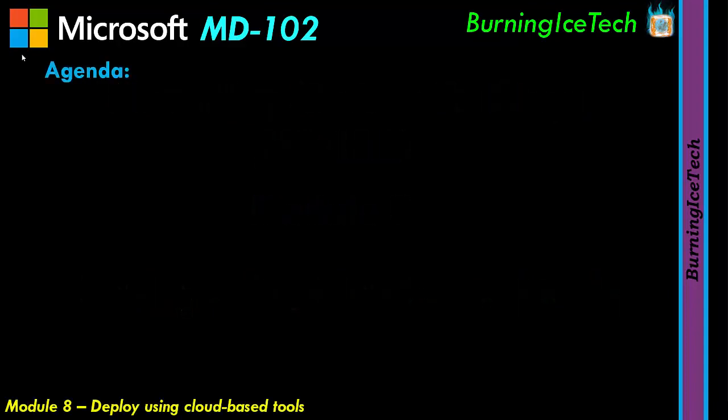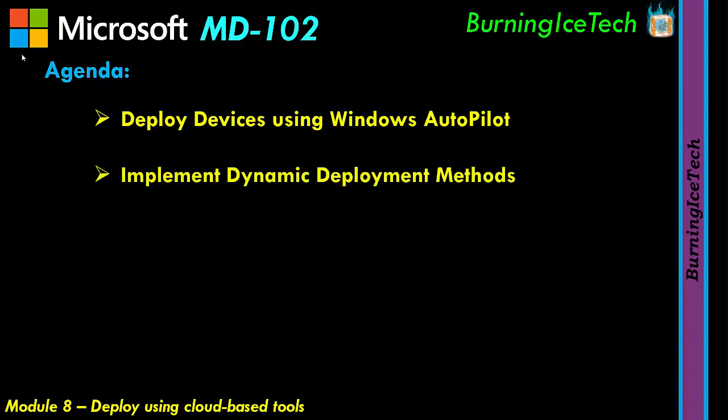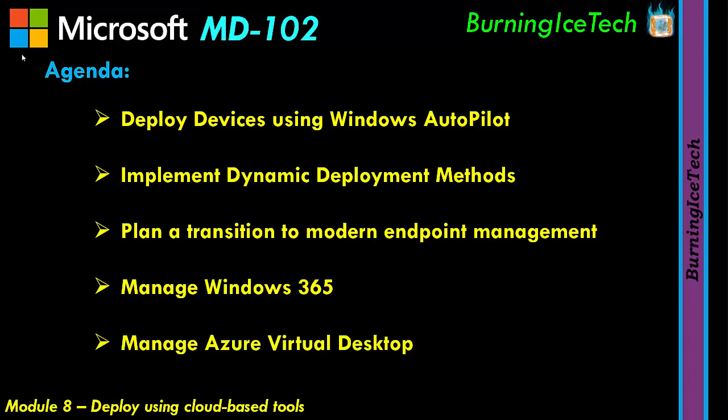Now, folks, this last module consists of 5 main sections, a bit more than most of the other modules, I would say. That's Microsoft for you. The first section we'll be covering is deploy devices using AutoPilot. The second is implement dynamic deployment methods. The third is plan a transition to modern endpoint management. The fourth is manage Windows 365. And then the last section is manage Azure Virtual Desktop. Well, there you have it, folks. The 5 sections we'll be covering in this last module of the course.